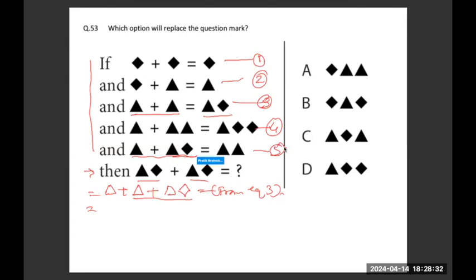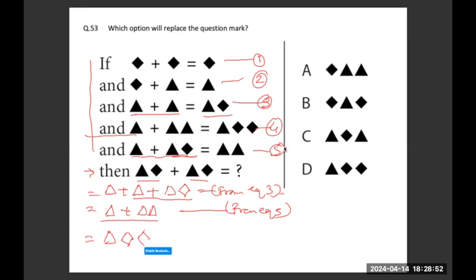Triangle plus triangle diamond. So from equation 5, I can replace that value, which is triangle, triangle. This is from equation 5. And I already know this. Triangle plus triangle is what equation 4 is about. So from that, we'll replace the value, which is triangle, diamond, diamond from equation 4. So here, henceforth, I am able to find the answer, which is option D.